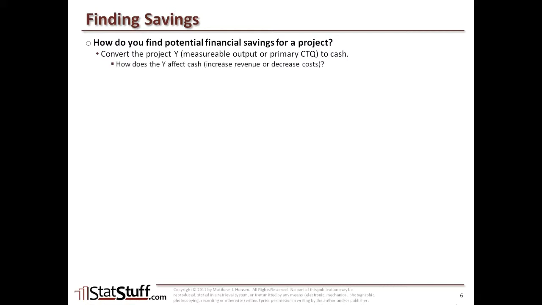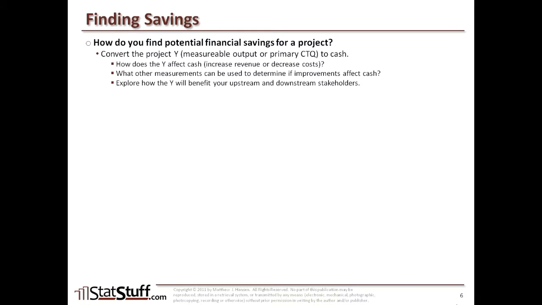So also, how does that project Y, how does that metric affect cash? That is, does it increase revenue in some way, or does it decrease costs in some way? And are there any other measurements that could be used to help affect cash that you can account for, even though it may not be the project Y itself? And I would also try to explore how your project Y, that metric, will benefit other groups, like stakeholders who are upstream from you or those who are downstream from you. So don't just think about how you have to measure it in your specific area. It might be a great improvement for your area, but that improvement could have even better, more cash impacting effects to another group as well. So be sure you account for those and you don't exclude them.